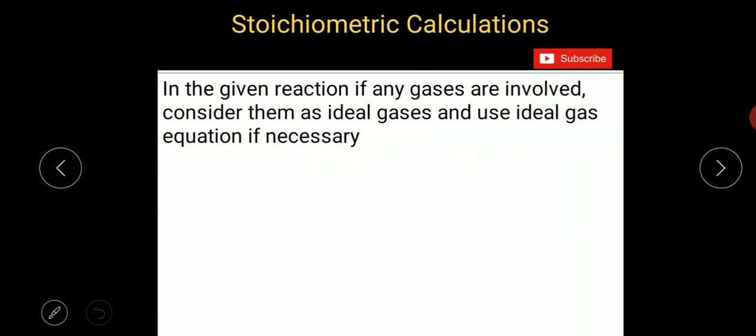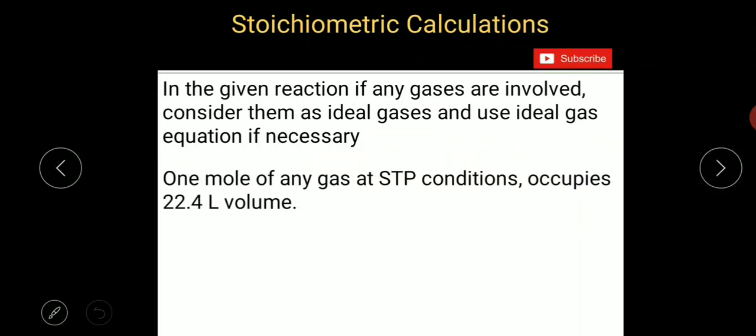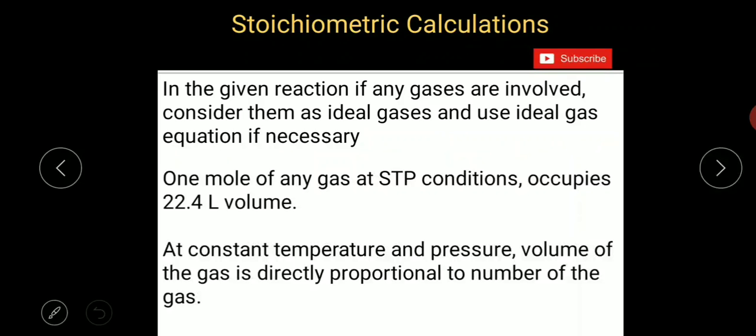And in a chemical reaction, if any gas is involved, we need to consider that as an ideal gas, and we can use the ideal gas equation wherever necessary. And 1 mole of any gas at STP conditions occupies 22.4 liters. This relation can be used wherever it is necessary. At constant temperature and pressure, the volume of a gas is directly proportional to the number of moles of gas.